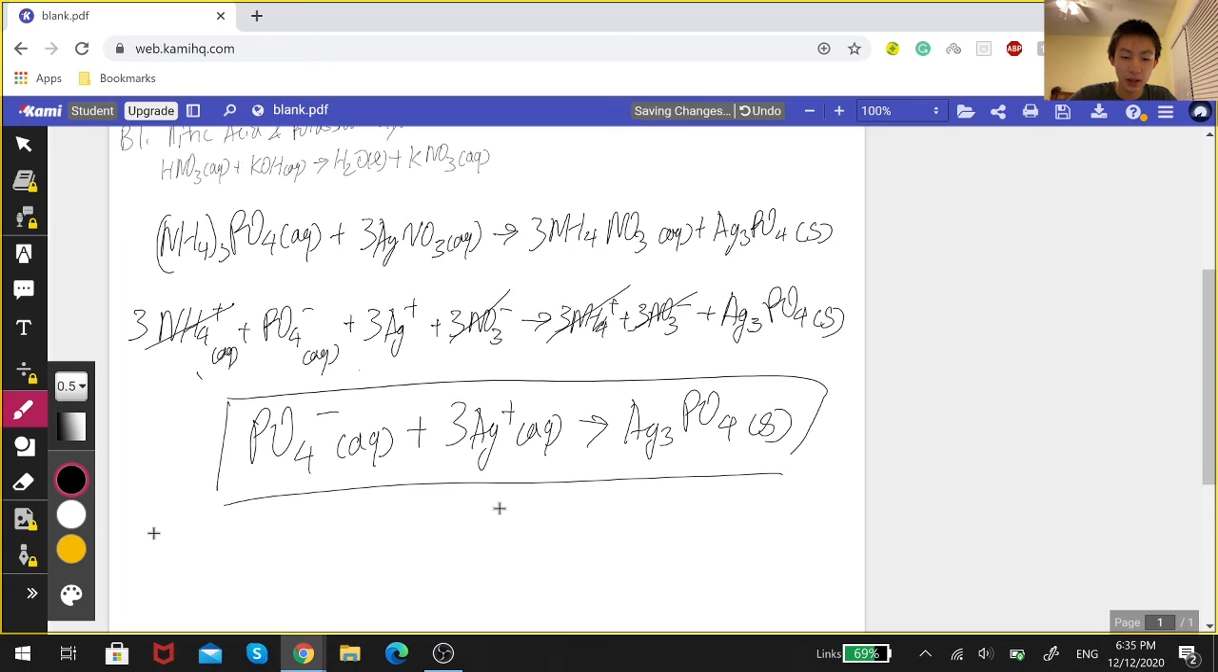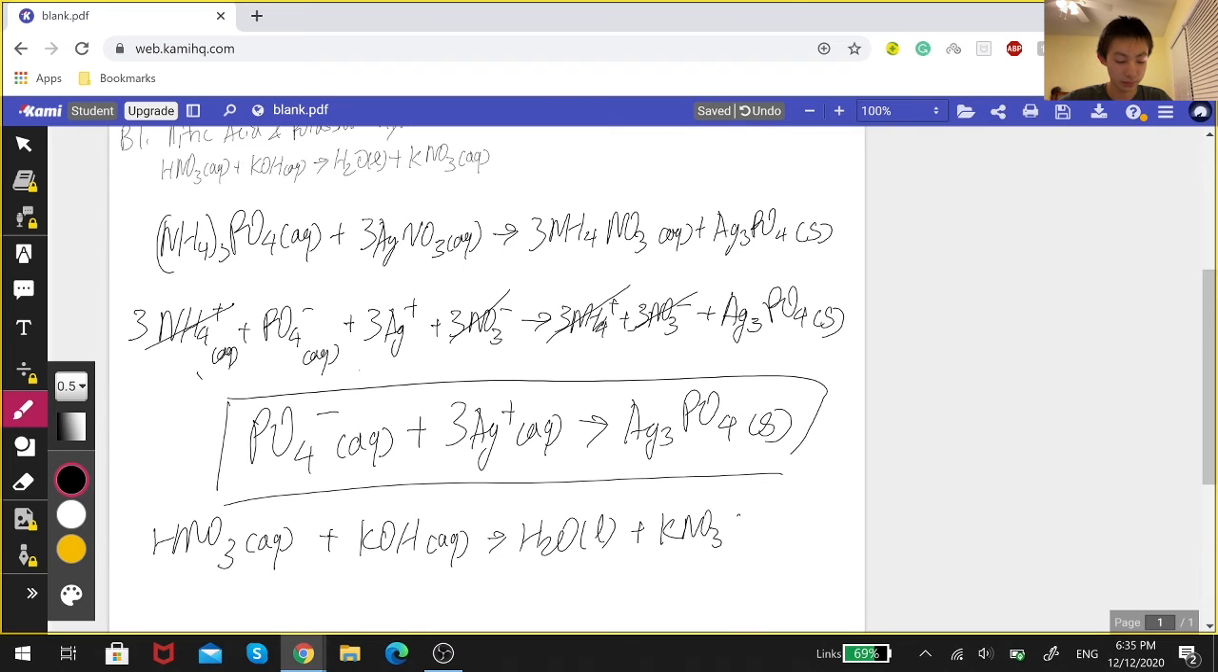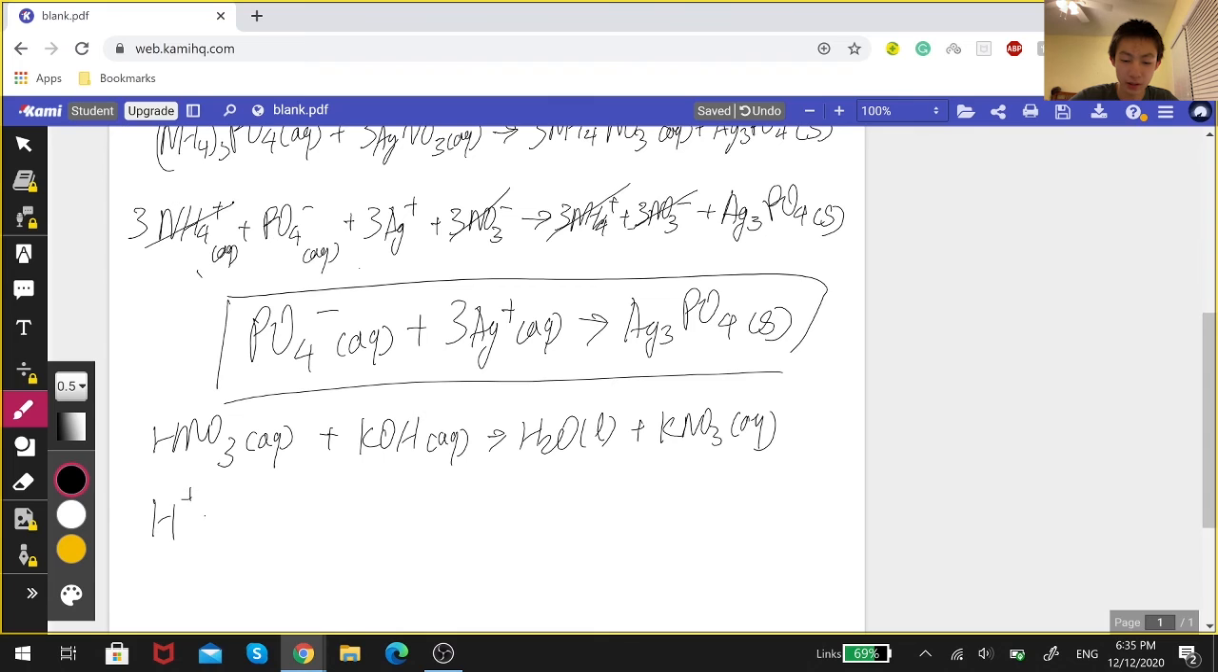We have HNO3 aqueous, so we're going to split this one, plus KOH aqueous, we're going to split this one, makes H2O liquid, we're not going to split this, plus KNO3 aqueous. Alright, so first let's split the aqueous. H plus NO3 minus, both of these are aqueous, plus K plus OH minus. Both of these are aqueous.